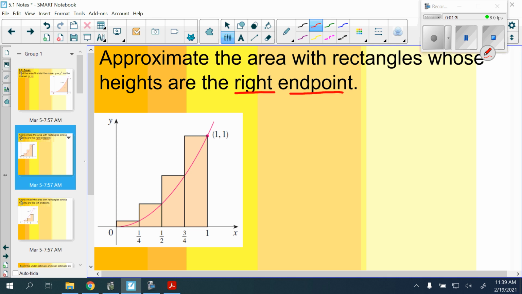The width here, if we split this into 4 equal rectangles, would each be 1/4 in length, because 1/4 plus 1/4 is a half, plus another fourth is 3/4, plus another one is 1. And a lot of you could probably come up with that in your head.